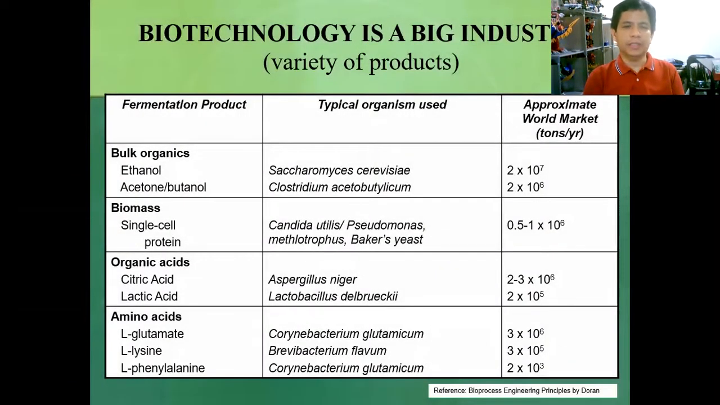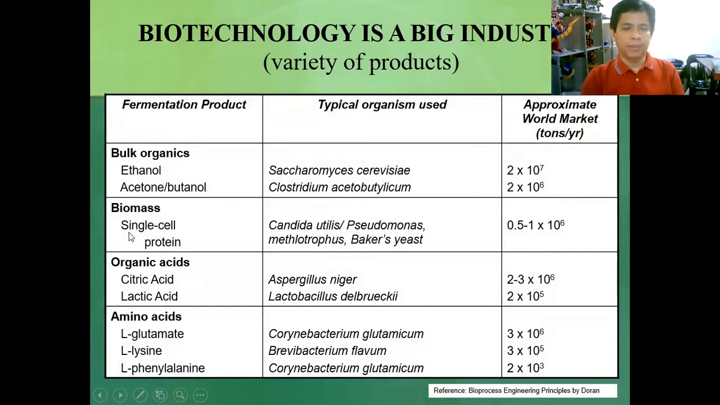These are the list of products produced by using biochemical engineering, and also the organism used to produce each product. For example, ethanol is produced using Saccharomyces cerevisiae, and also the approximate world market. As you can see, the biggest here is ethanol. It is produced at 20 million tons per year. And then acetone and butanol is produced using Clostridium acetobutylicum at 2 million tons per year.